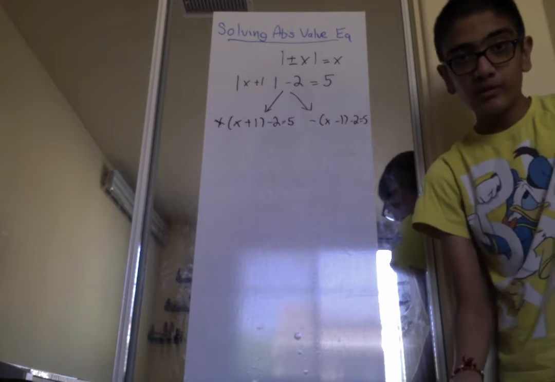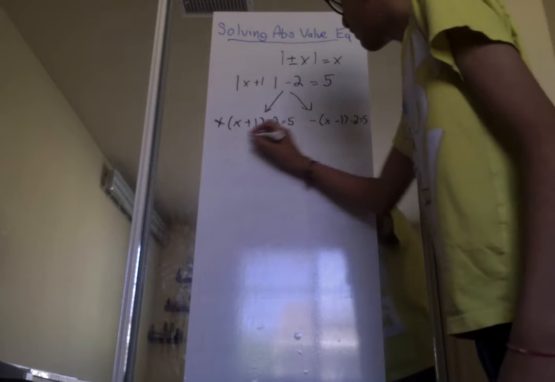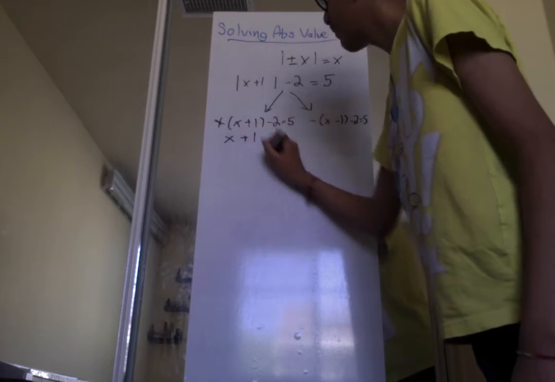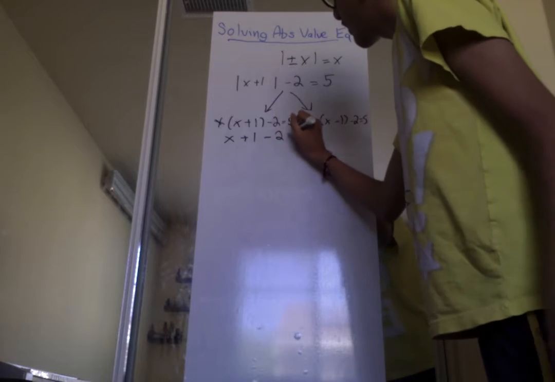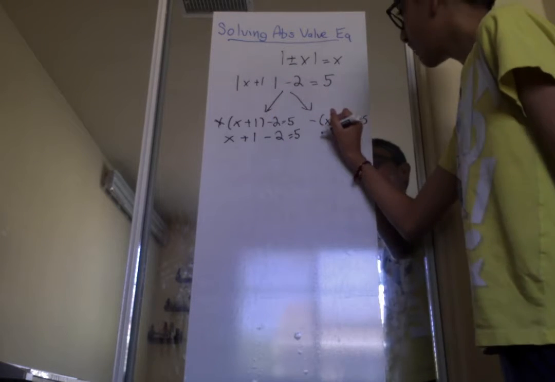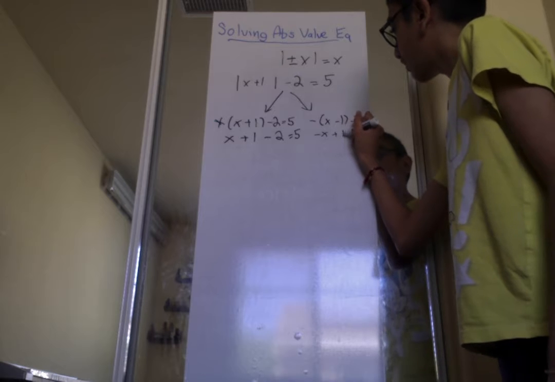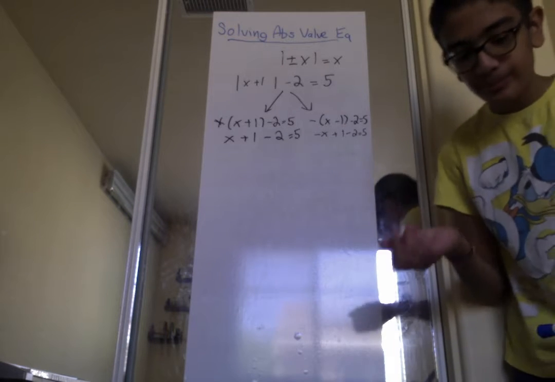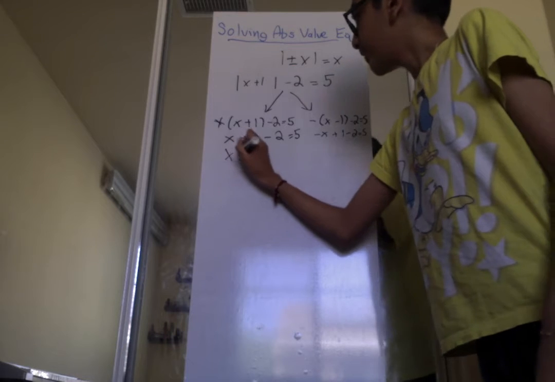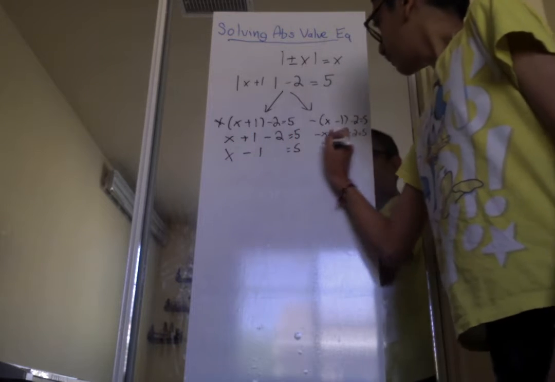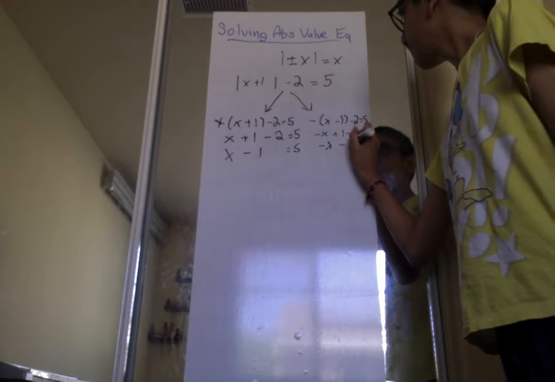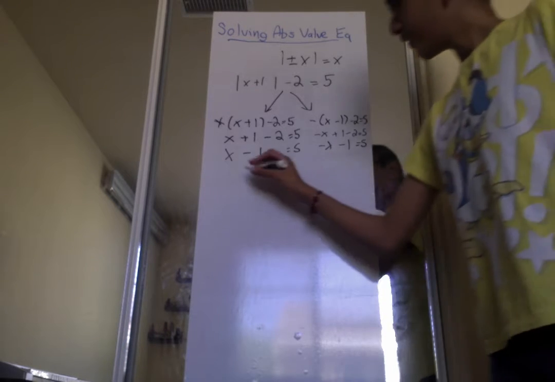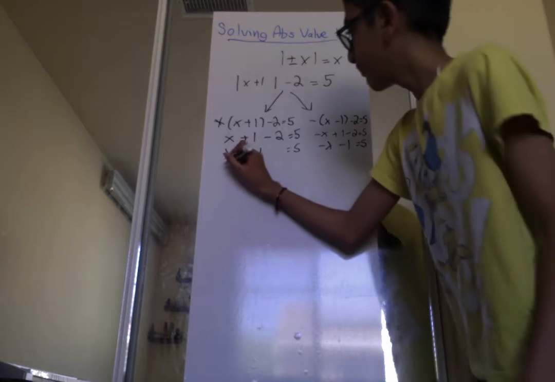So now, let's solve the equation. The first step of solving an equation is simplifying everything, as in distributing everything. So x plus 1 minus 2 equals 5. And then the other one, minus x plus 1 minus 2 equals 5. Now our next step, simplify like terms. 1 minus 2 is negative 1, and 1 minus 2 is also negative 1. That equals 5. So now our final step is to isolate for x.